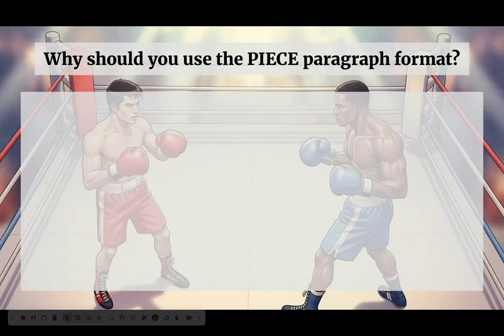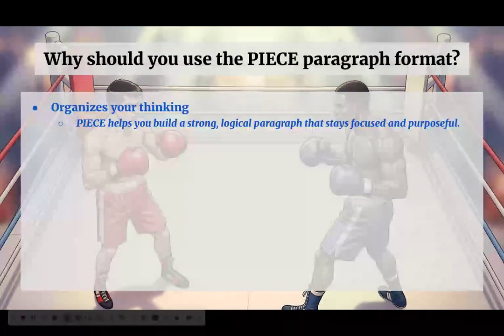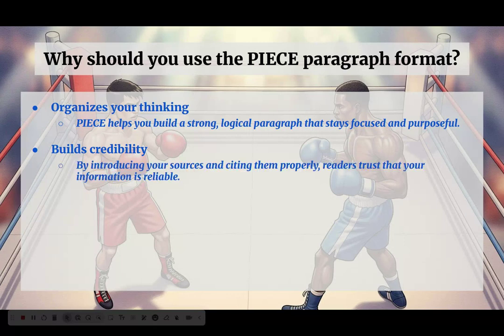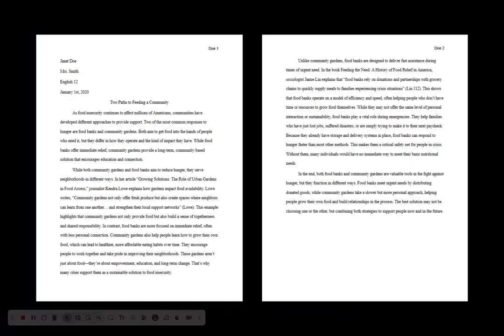So why should you use the PIECE paragraph format? Because it helps you organize your thinking so you can have strong, logical paragraphs that stay focused and purposeful. It'll also help you build credibility because you're introducing your sources and citing them properly so the readers trust that your information is more reliable. And think of it like a checklist for you and your teacher. So it gives you steps to follow to make sure you have all the parts, and it gives your teacher a clear structure to assess.